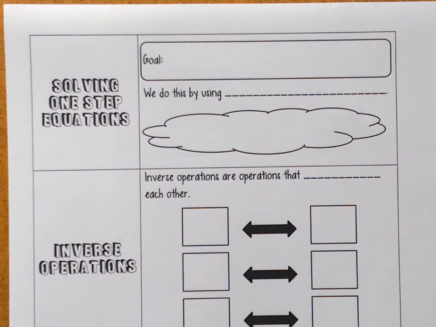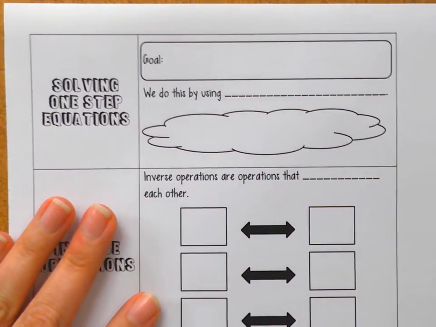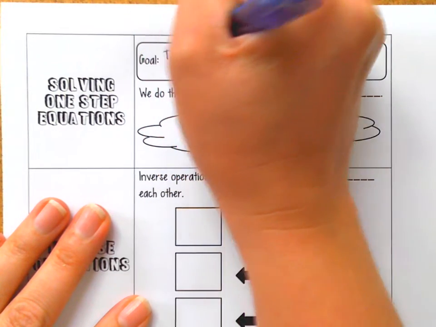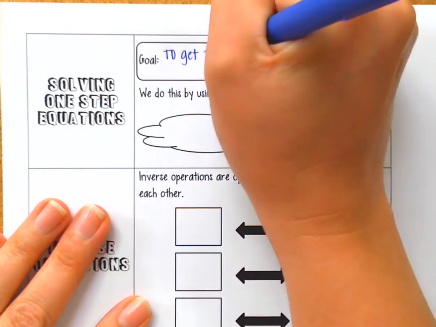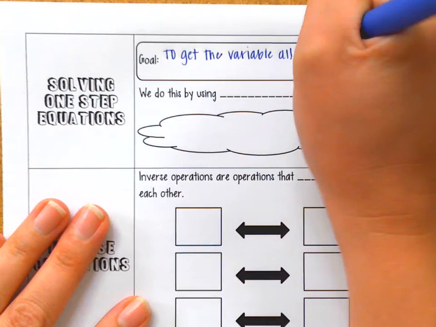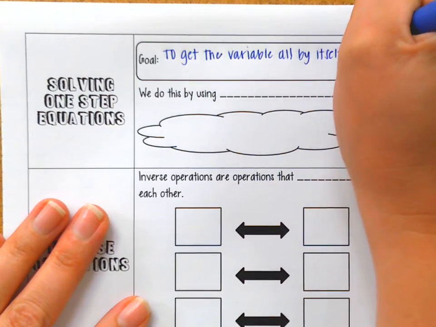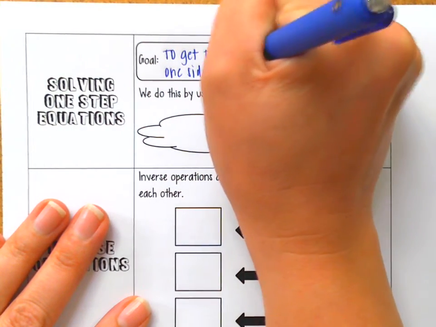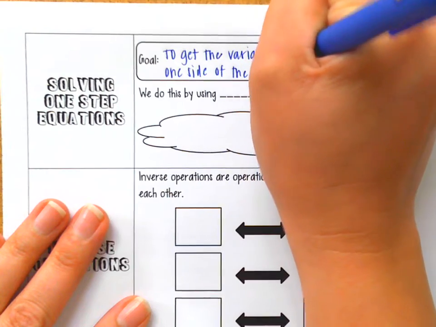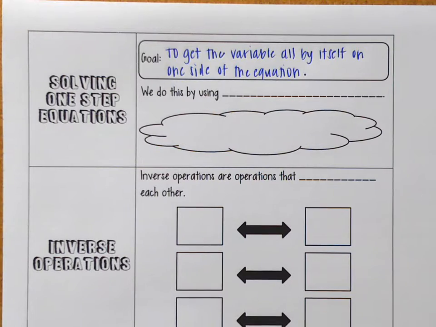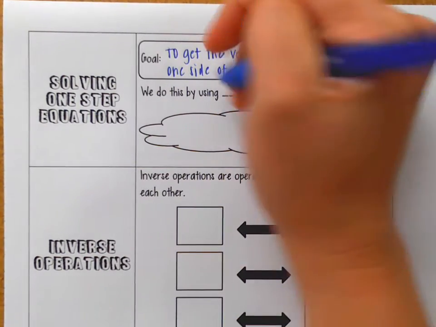To solve one-step equations, our main goal is to get the variable all by itself on one side of the equation. So let's write that down. The goal is to get the variable all by itself on one side of the equation. We do this by using inverse operations, and we're going to talk about inverse operations below.